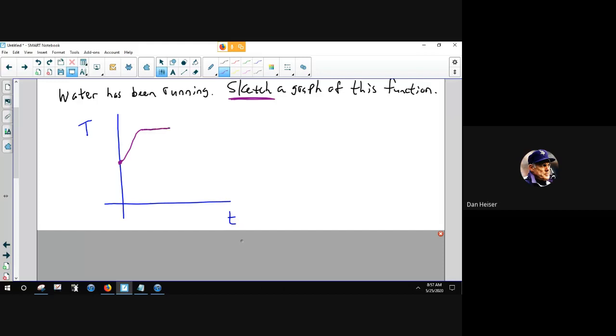If we let it run too long, what's going to happen? Water temperature drops because we just ran out of hot water. So now it levels off. The system has to recharge itself.